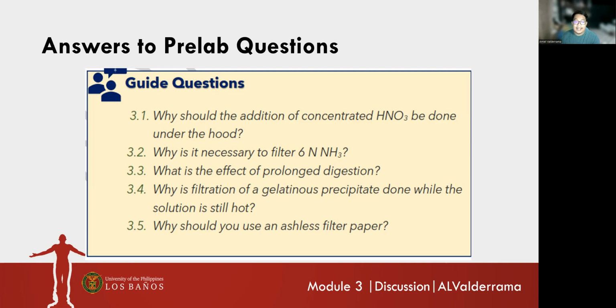Then lastly, why should you use an ashless filter paper? This is for us to avoid positive error, since there would be contributing mass coming from your filter paper after ignition. So the final mass that will be accounted for will just be coming from your ignited precipitate in the form of ferric oxide.